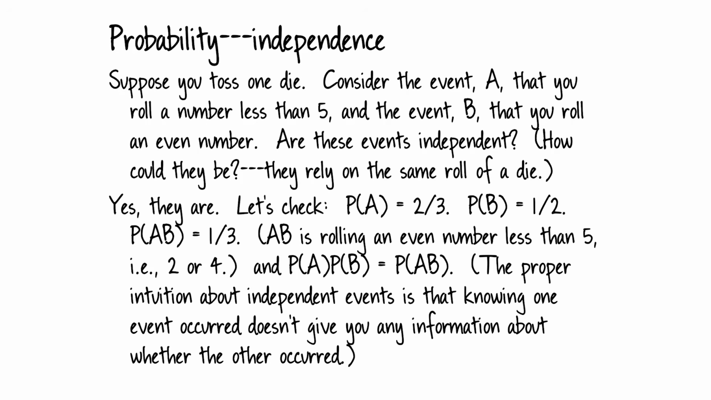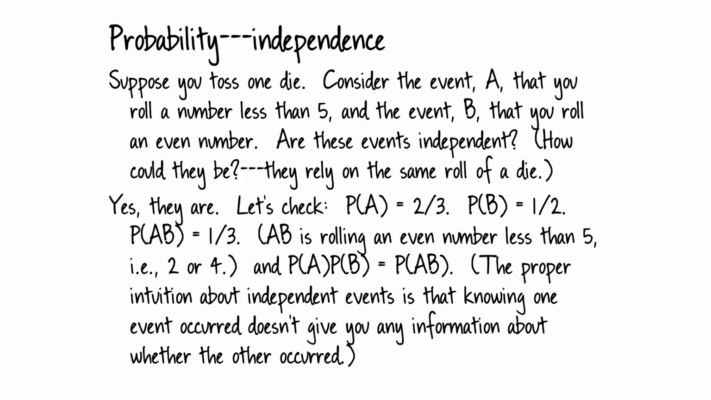A is the event that I roll a number less than 5. And B is the event that I roll an even number. Okay? Are these events independent? Well, your intuition might make you first think, well, how could they be? They rely on a single roll of a single die. So how could these two events actually be independent? But in fact, they are.